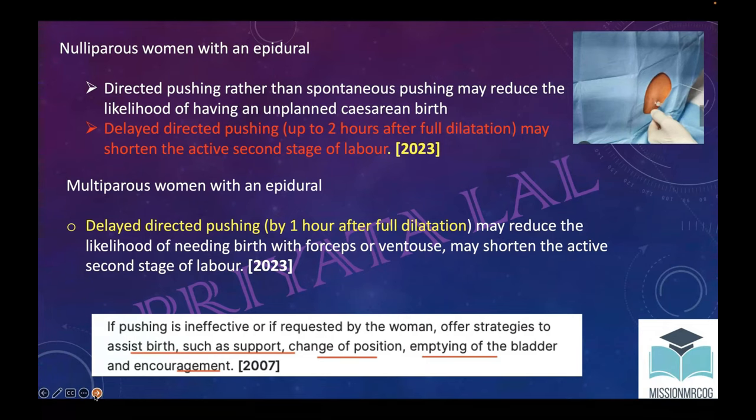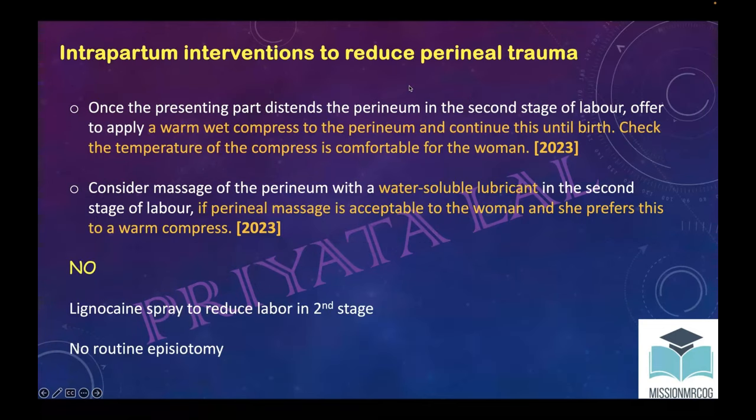Now this part has been newly added in the guideline. What are the intrapartum interventions to reduce perineal trauma? What they recommend, though it has already been added in the TEER guideline, is a warm wet compress on the perineum, continued until birth, and the temperature to be checked. It should be comfortable to the woman. So this intervention reduces perineal trauma.